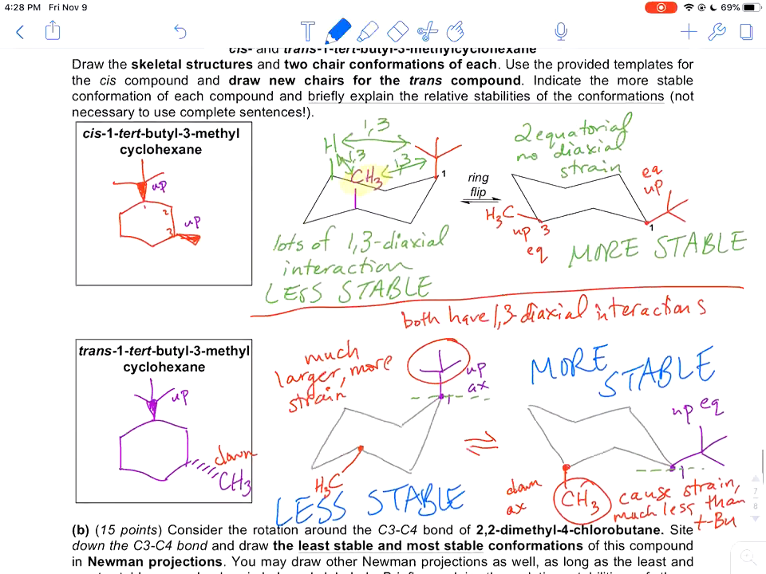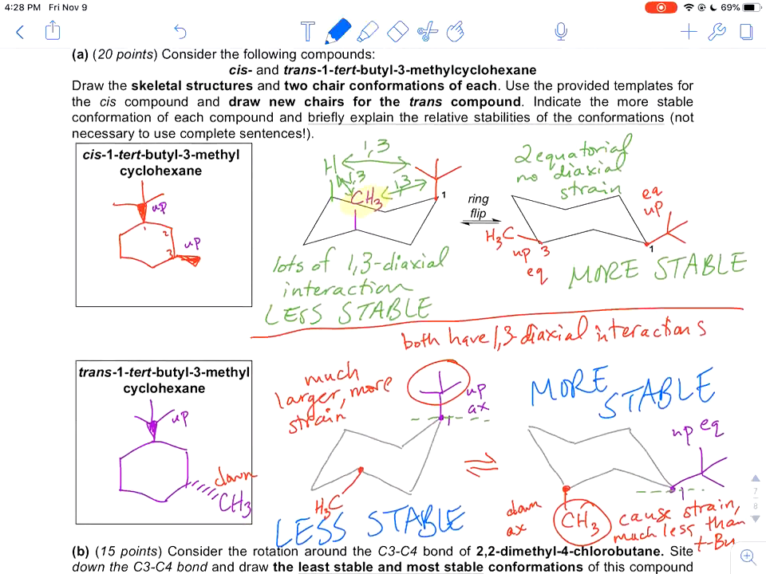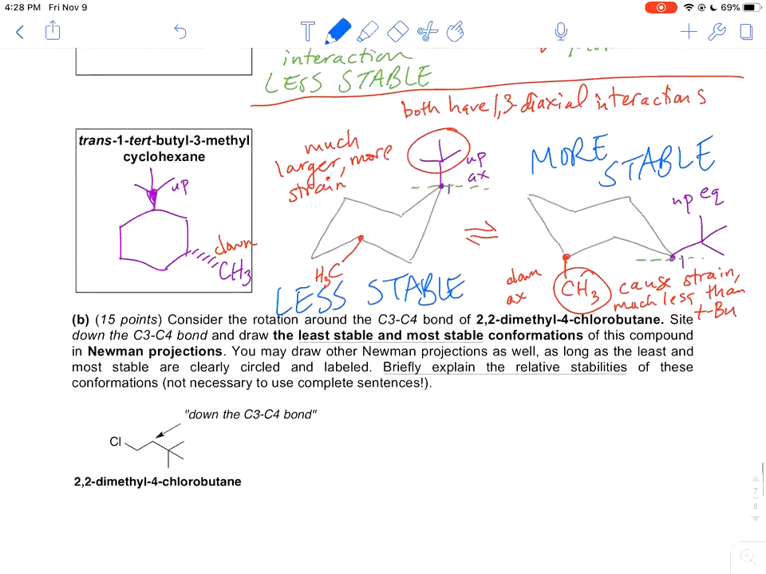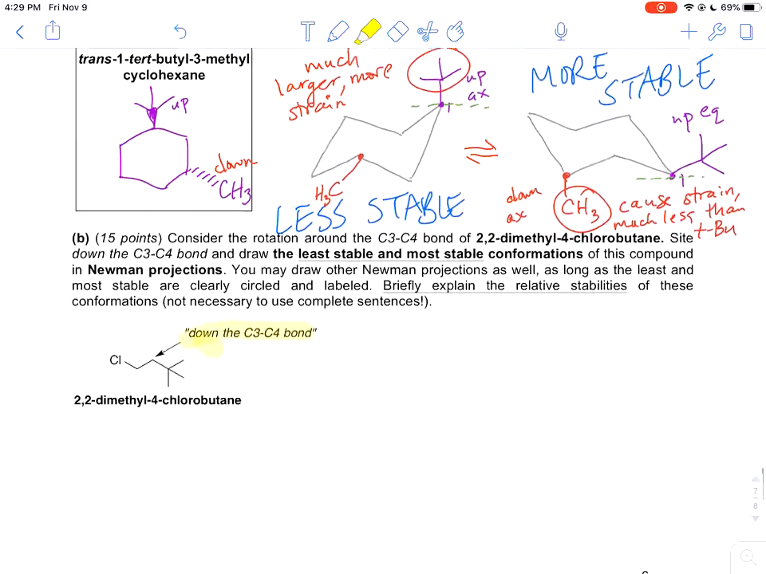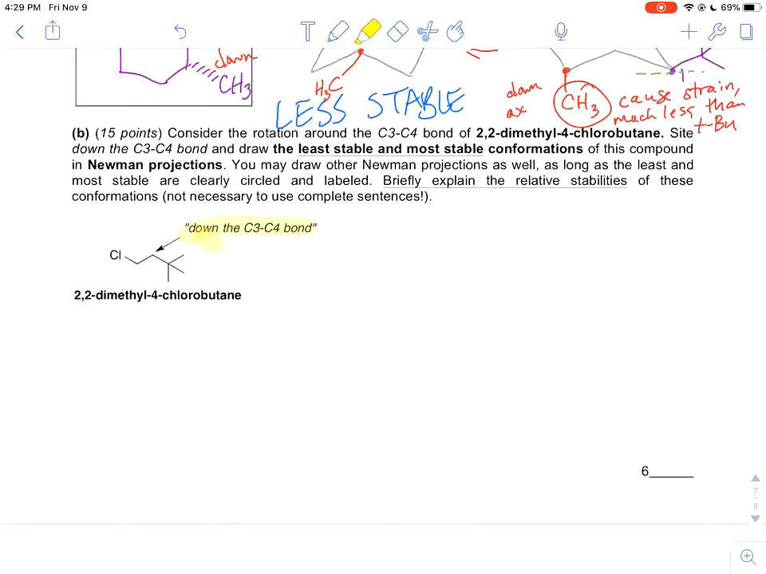Okay, remember, you're not asked to compare whether cis or trans is more stable in this case. It's just these two of the cis and then those two of the trans. Next, we're going to consider the rotation around the C3-C4 bond, and that's highlighted here. We're going to draw the least and most stable conformations using Newman projections. We're going to give a little explanation of the stabilities of each one.